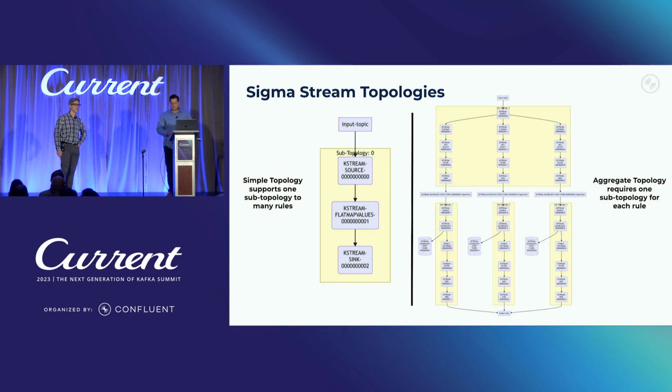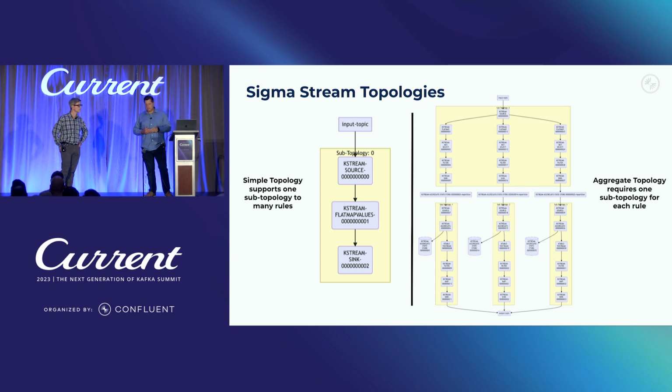All right, so let's talk about the topologies a bit. When you break it down, there's really two topologies. Another clever name, simple topology. What this does is it handles any rules that are just non-aggregation rules, and we'll go over some examples of those. What this supports is a one-to-many type of rule configuration. So we can have one input record, iterate through all the rules itself, and then output one-to-many, or zero-to-many, rule detections.